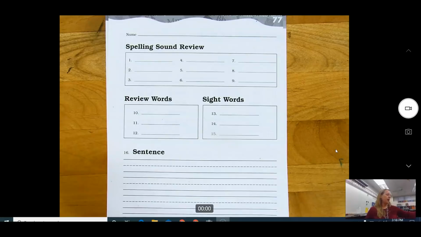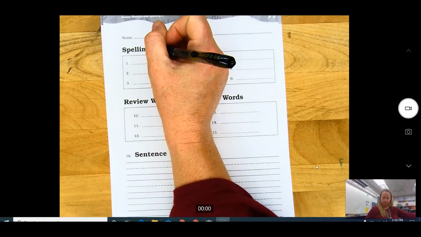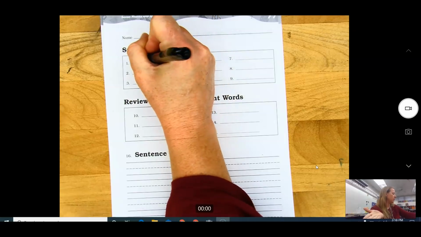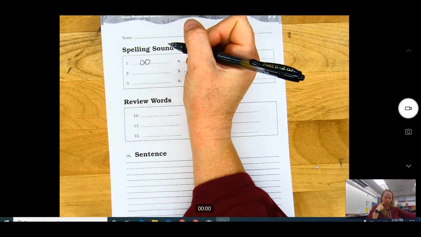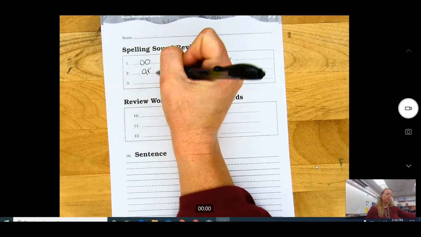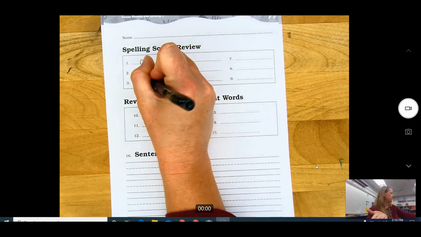So number 1, echo after me. When I lay my hand flat, then say the letters that make that sound. So for number 1 is oo. O, O. Number 2, R. A, R. Number 3, sh. S, H.